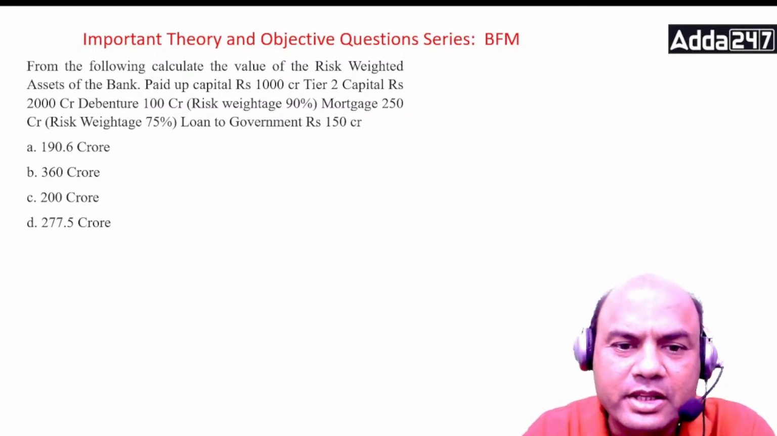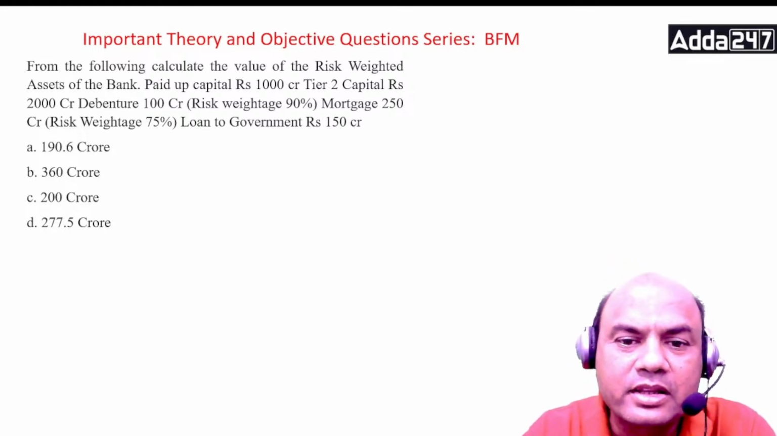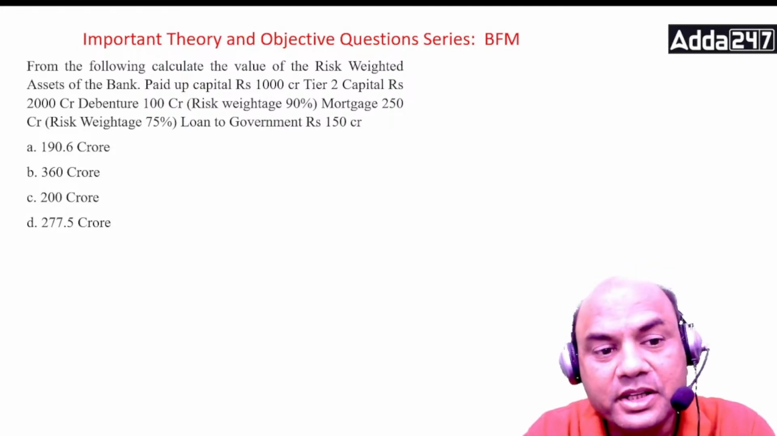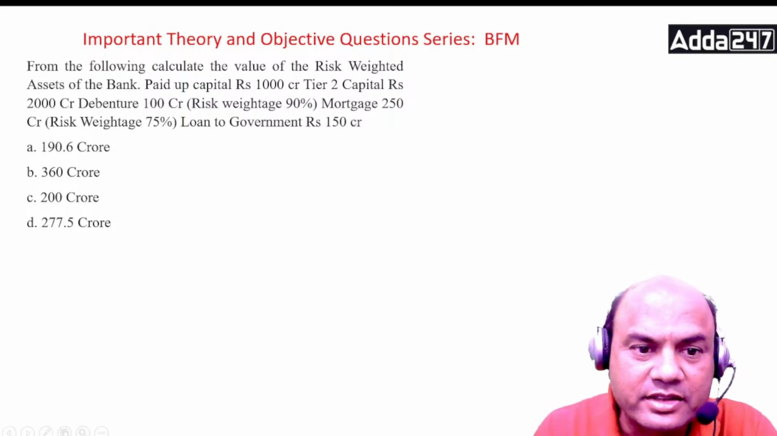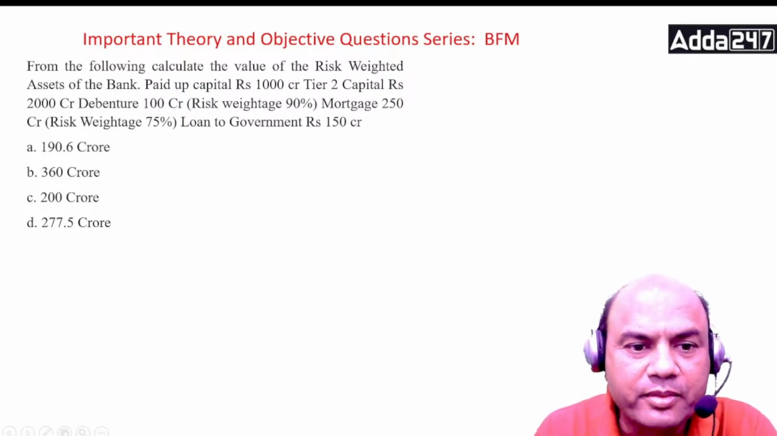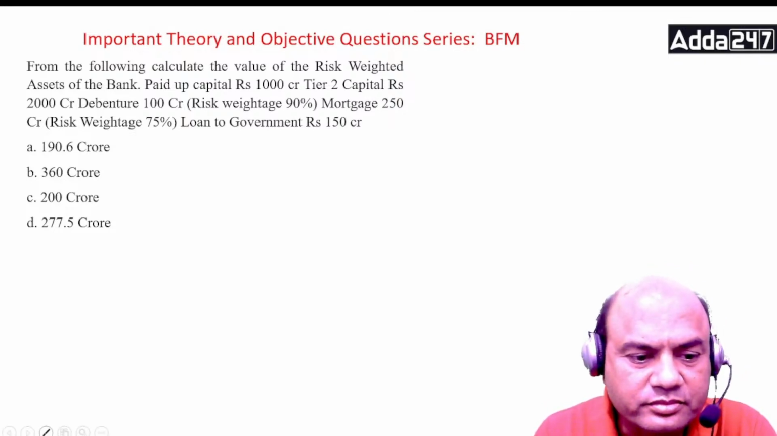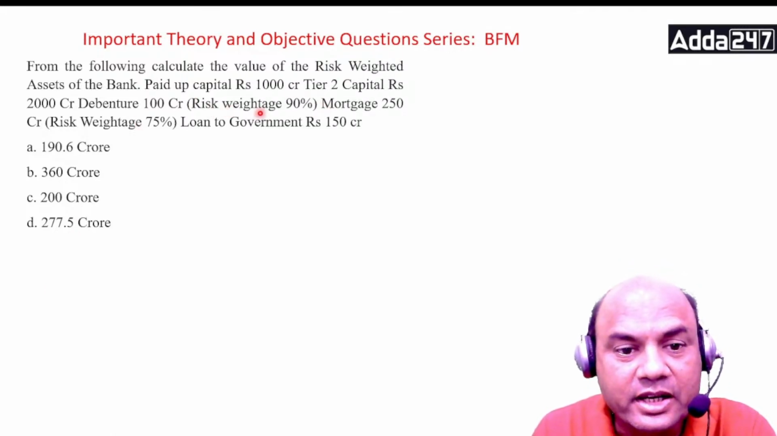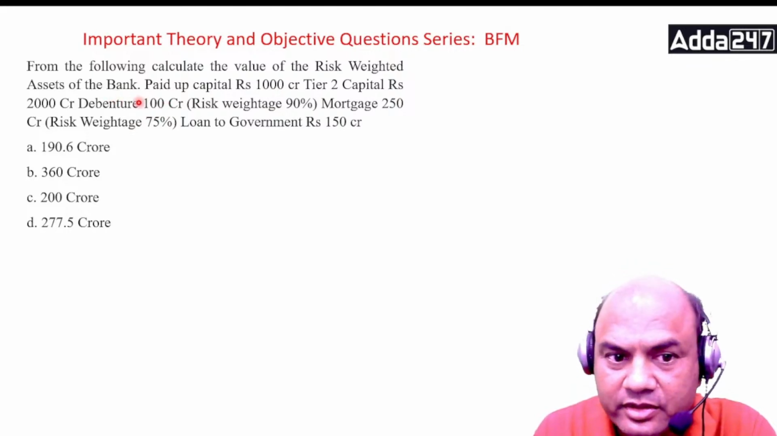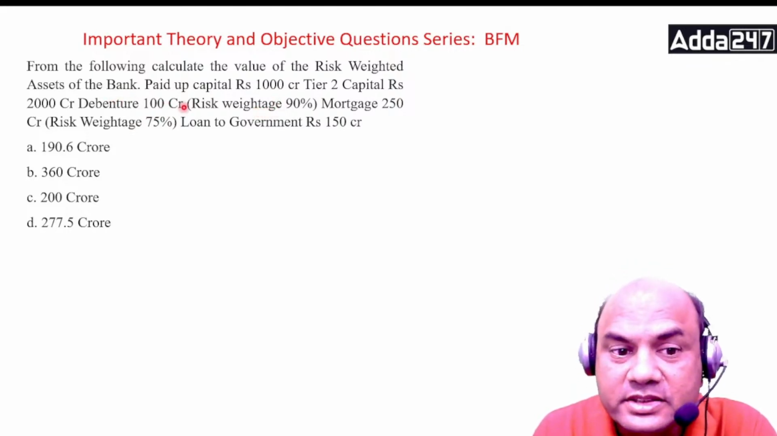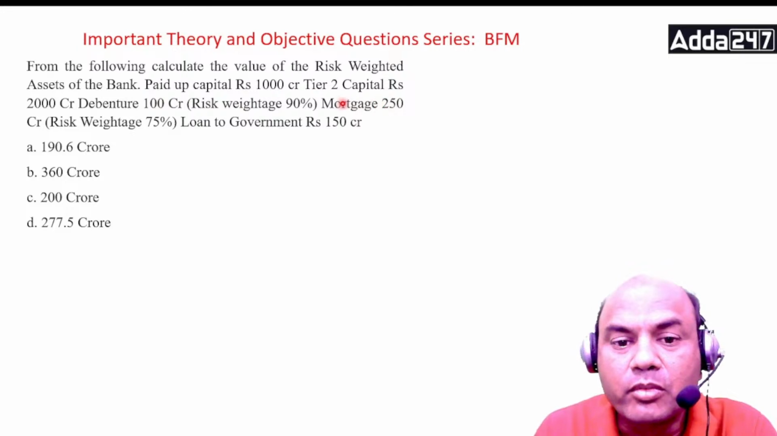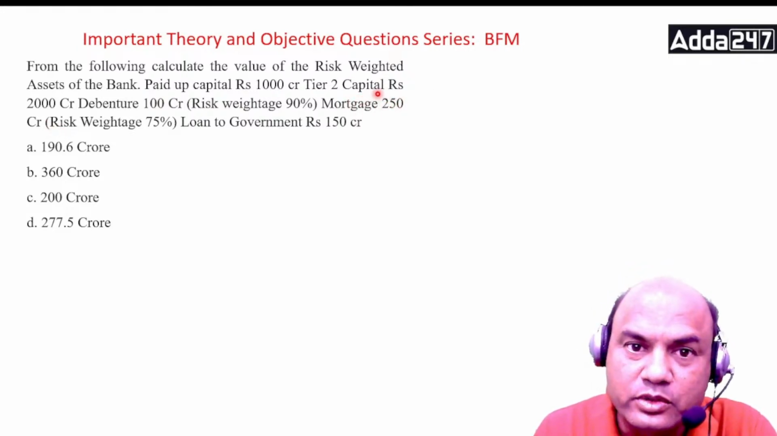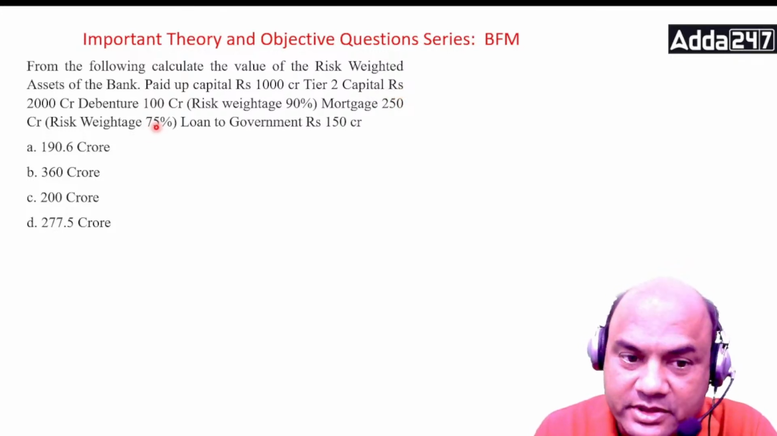So paid up capital is 1000 CR. Tier 2 capital is given as 2000 CR. Debentures are given as 100 CR. Risk weight is given as 90% for these debentures. Now what do you mean by this? The risk is 90% of this. Mortgage 250 CR means 250 crores mortgage loans are given and the risk is 75%.